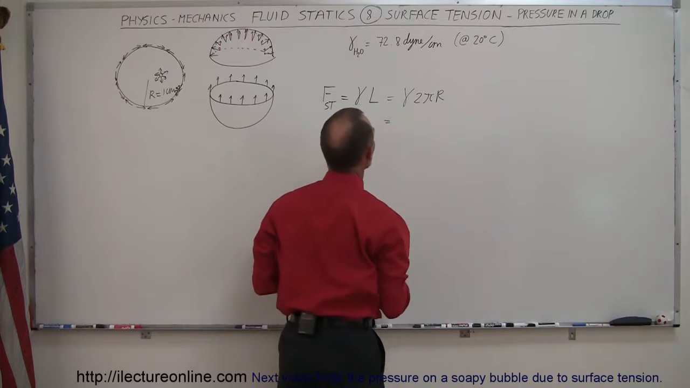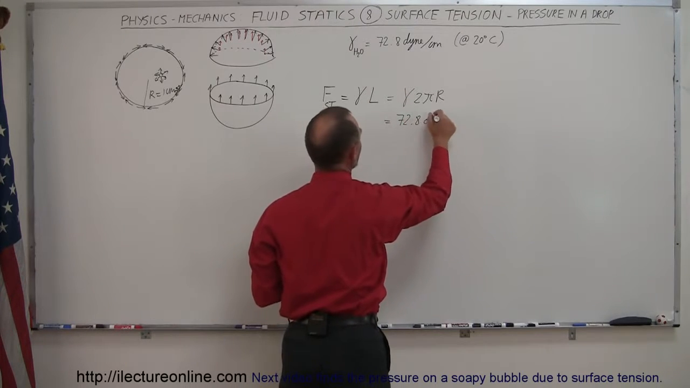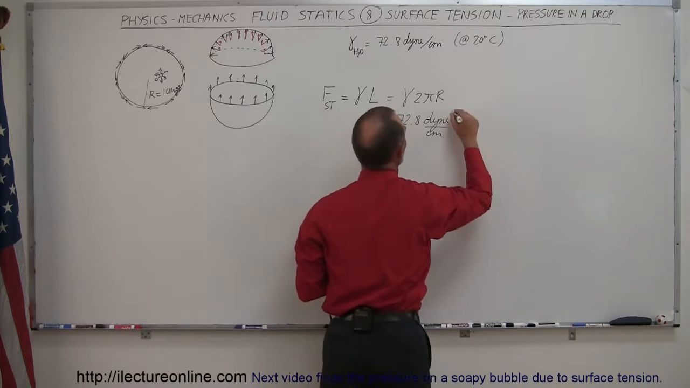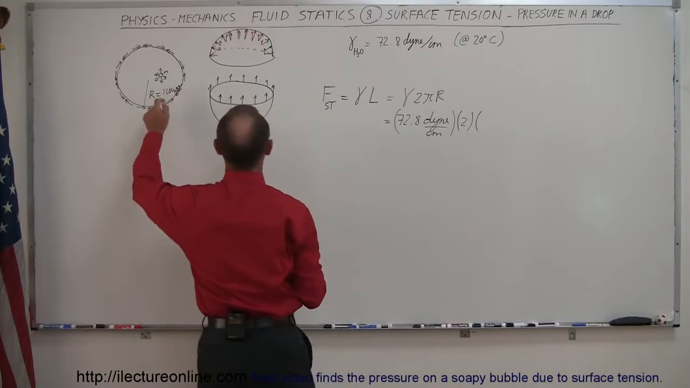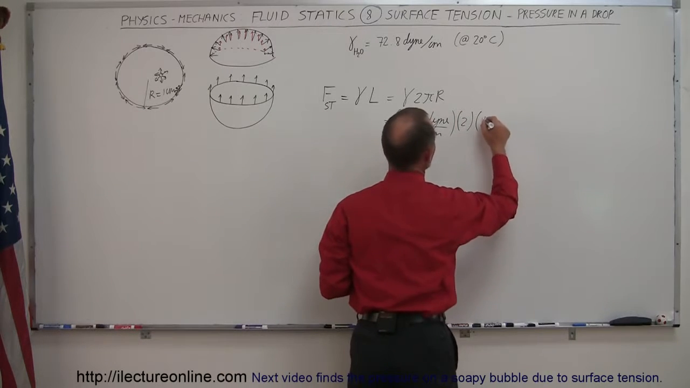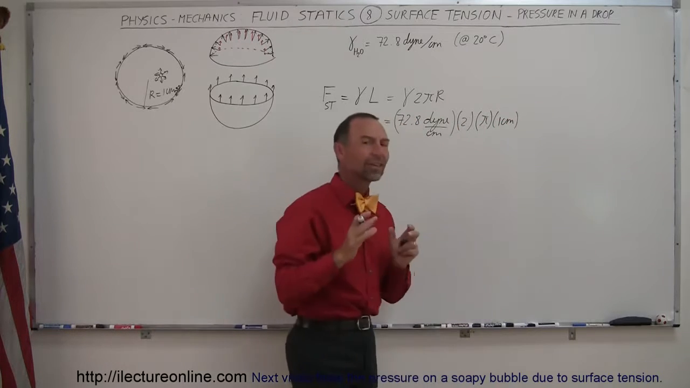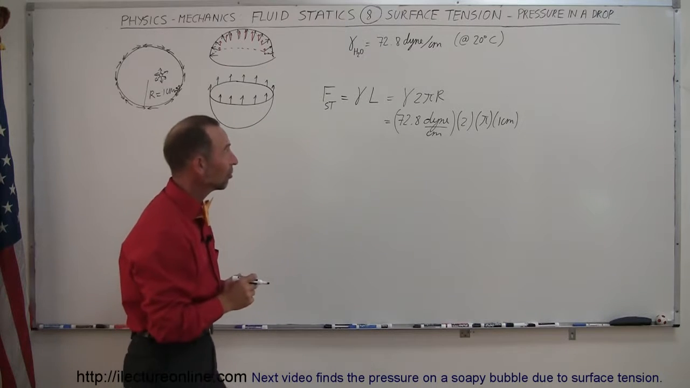And let's find out what that is equal to. Surface tension is equal to 72.8 dyne per centimeter. That's of course for water at 20 degrees centigrade. Multiply that times 2 times the radius, and we said that the radius was 1 centimeter. That is kind of a big drop, but later on we'll scale it down to smaller drops and see how that changes when the size of the drop changes.